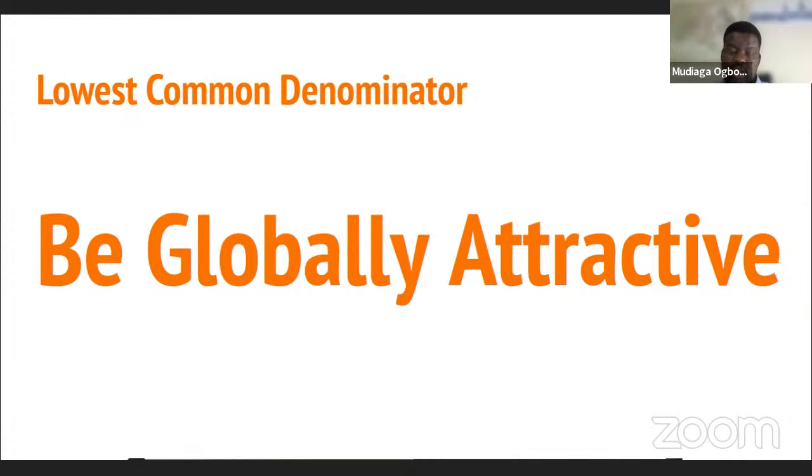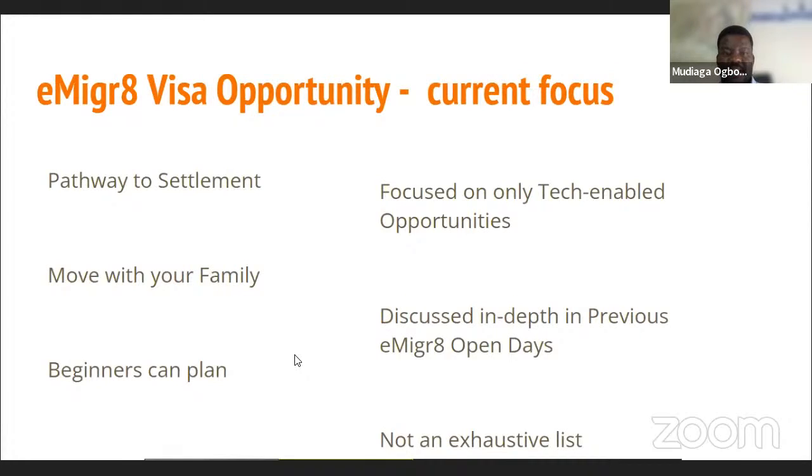By leveraging some of the opportunities that I've talked about today, and the opportunity that we are yet to talk about, which is the Global Tech Talent Visa, which is the Tech Nation visa. I keep missing it because of the Tech Nation. Right, eMigr8 visa opportunity focus. Most of the visas we're going to be talking about give you a pathway to settlement, allow you to move with your family, and they are friendly to beginners.